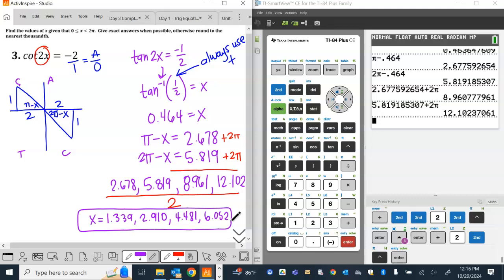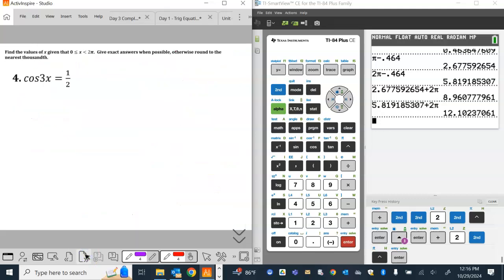Okay, let's try another one. Cosine 3x equals 1/2. This is another rotation of 3. So first, let's just think through cosine. Cosine is adjacent over hypotenuse, and I do have a triangle to represent this. If I'm thinking all students take calculus, cosine is positive in quadrant 1 and quadrant 4. So if I label my sides, my adjacent side would be 1 and my hypotenuse would be 2. So the angle inside of this triangle is going to be 60 degrees.